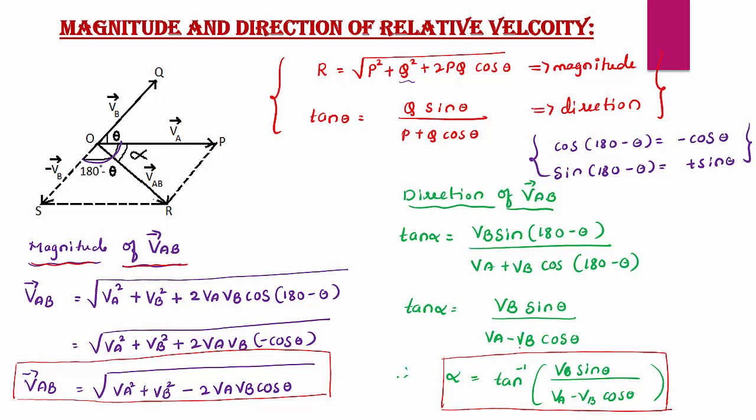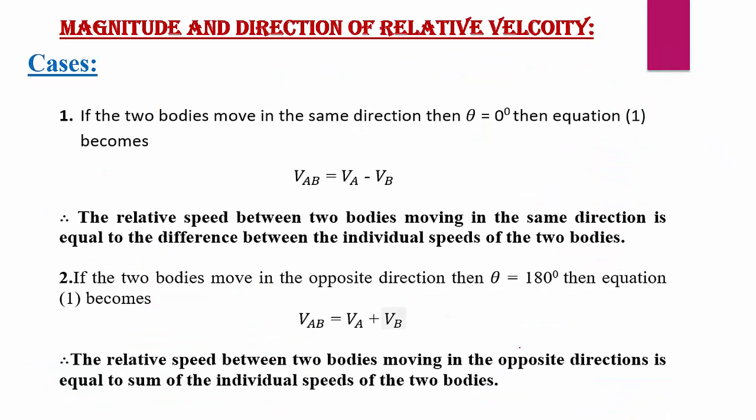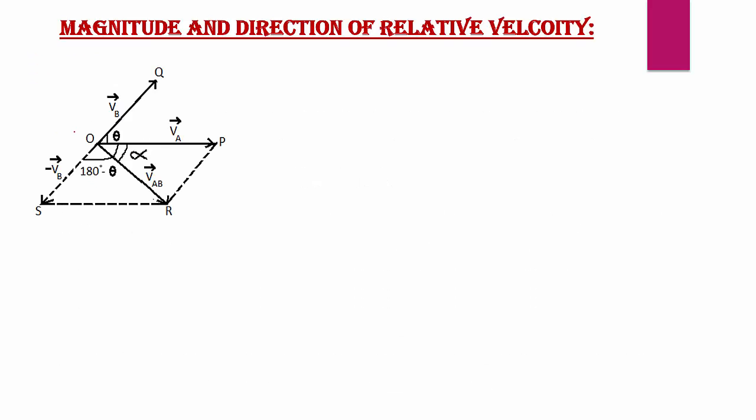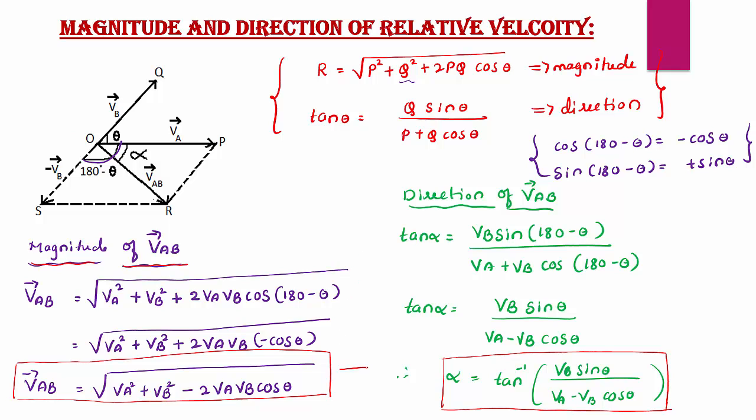So this is all about magnitude and direction of relative velocity. Now we can study some important cases related to magnitude and direction of relative velocity. Observe the first case. If two bodies are moving in the same direction, then theta equals 0 degrees because both are parallel to each other. So theta is 0 degrees, then equation 1 becomes. Equation 1 means this one, the magnitude value.